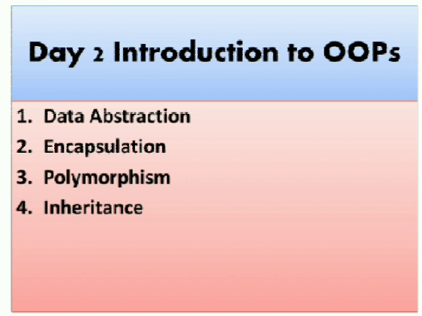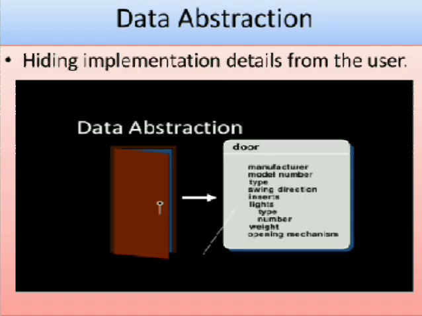Four concepts are there: data abstraction, encapsulation, polymorphism, and inheritance. So, data abstraction. What is data abstraction? Hiding implementation details from the user. What does this mean? Suppose you have a bike. What are the important facts related to a bike for you? I think speed and mileage are important, but is it important for you to know how the engine of a bike works?